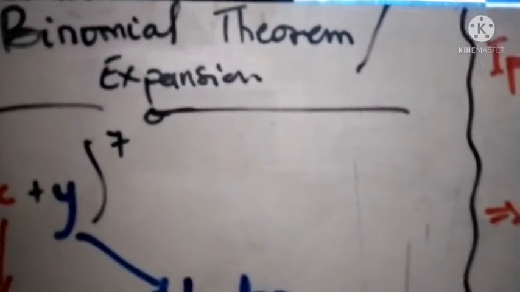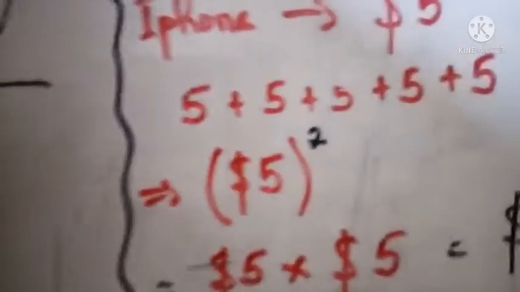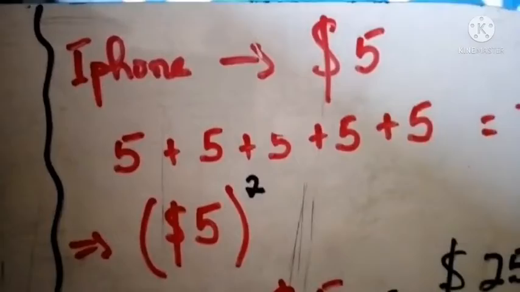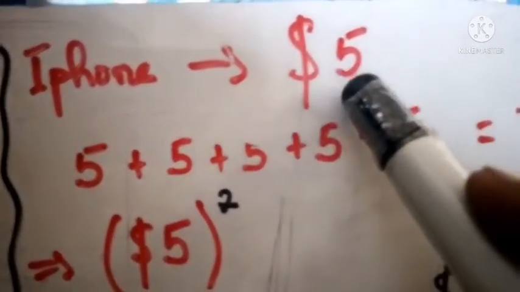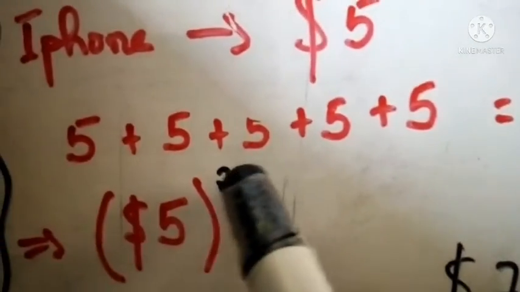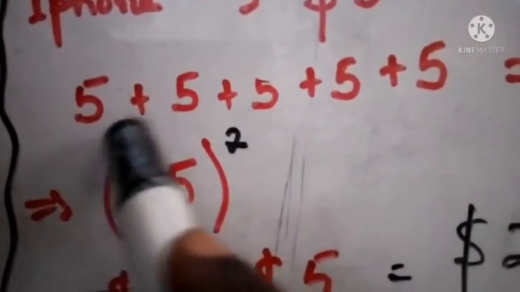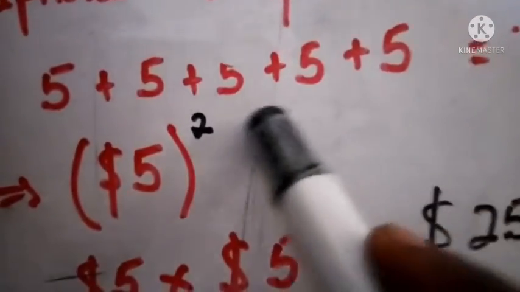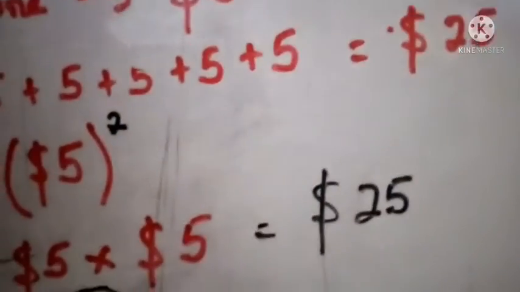Before we get a better understanding of the binomial theorem or expansion, let's understand this simple concept. Assuming we want to buy an iPhone that costs just $5, this is just an assumption, and we want to buy 5 pieces of that iPhone. So we are going to buy 1, 2, 3, 4, 5. In all, we are spending $25 for 5 pieces of an iPhone.